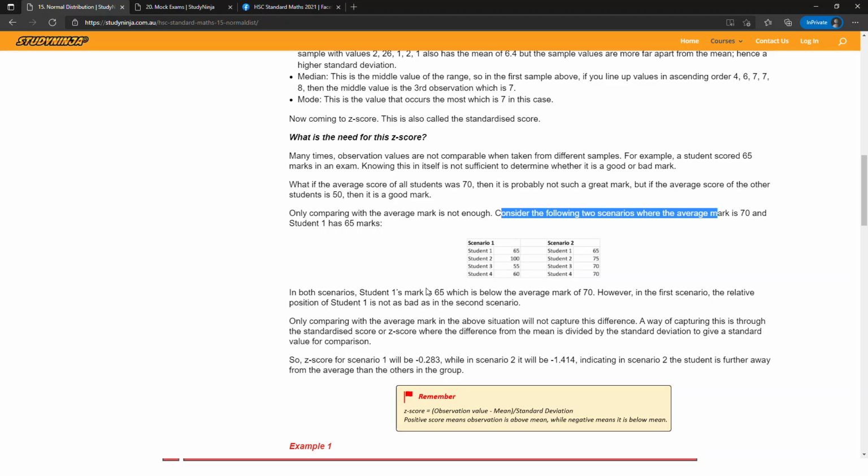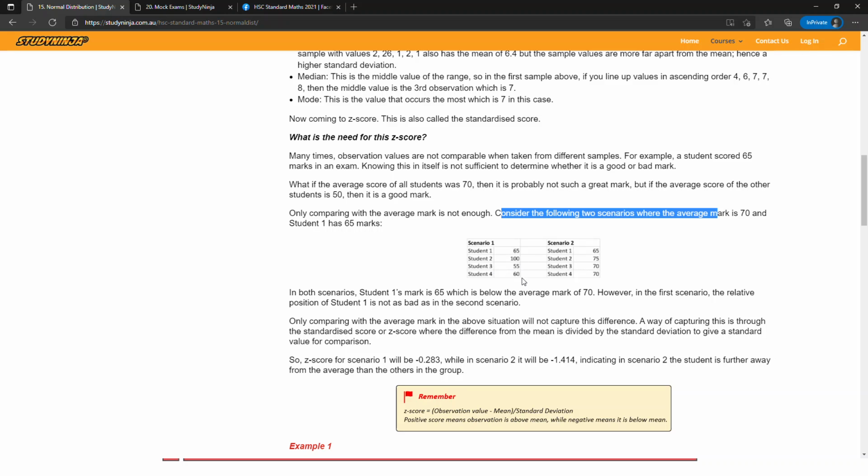But if you look at individual scores in the first scenario, you would feel that the student hasn't done that badly. Only one student scored 100, and that's why the overall average went up. Apart from that, this student has the second highest mark in the class, which is not bad. Whereas in the second case, even though the student's mark is also 65, everyone else scored better than this student, so they didn't do as well. To capture this is where we need the Z-score.